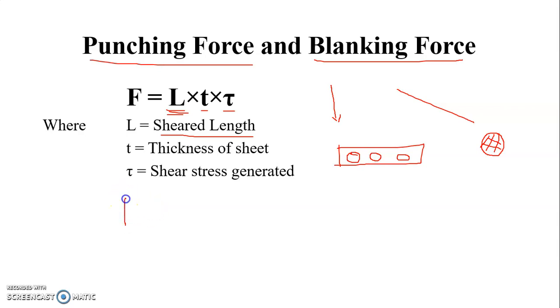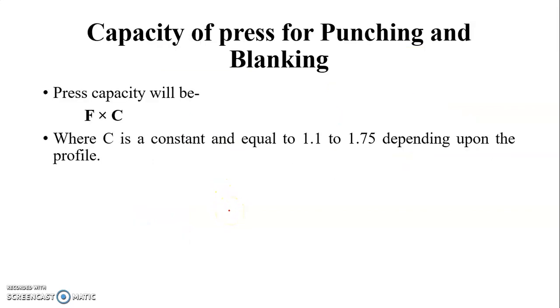If this is a knife, we have to shear this sheet with the help of the knife. We put the force on that. This length is in contact with the sheet metal, and the contact length will be the sheared length in case of punching or blanking operation. This is the sheared length.